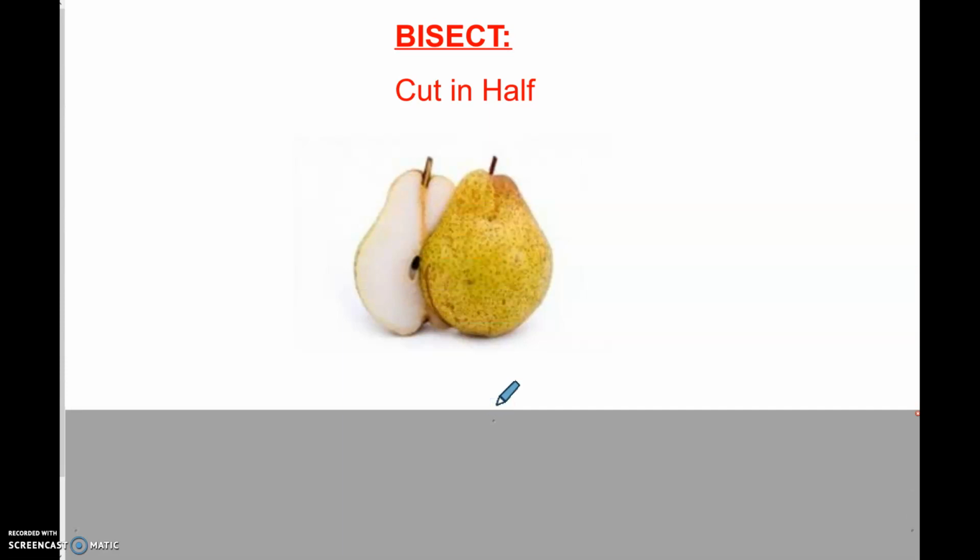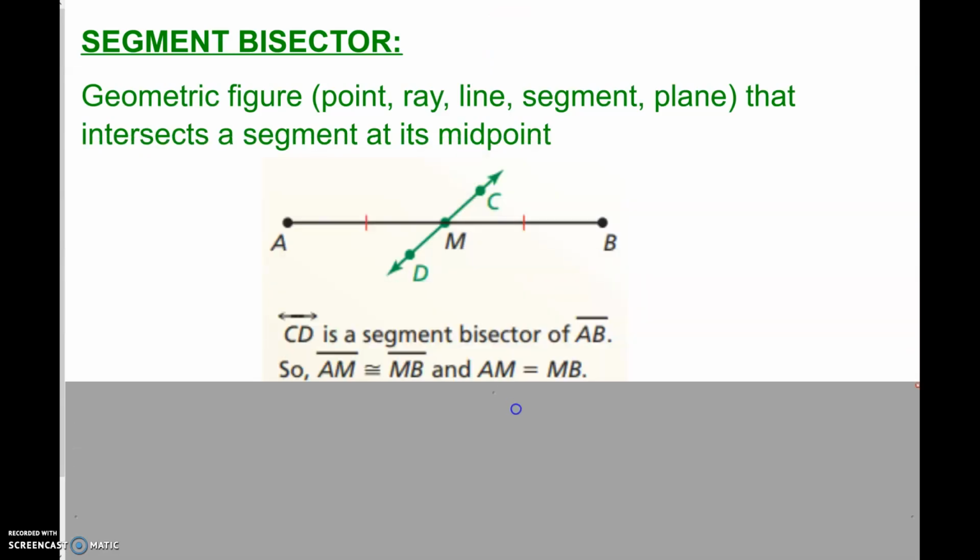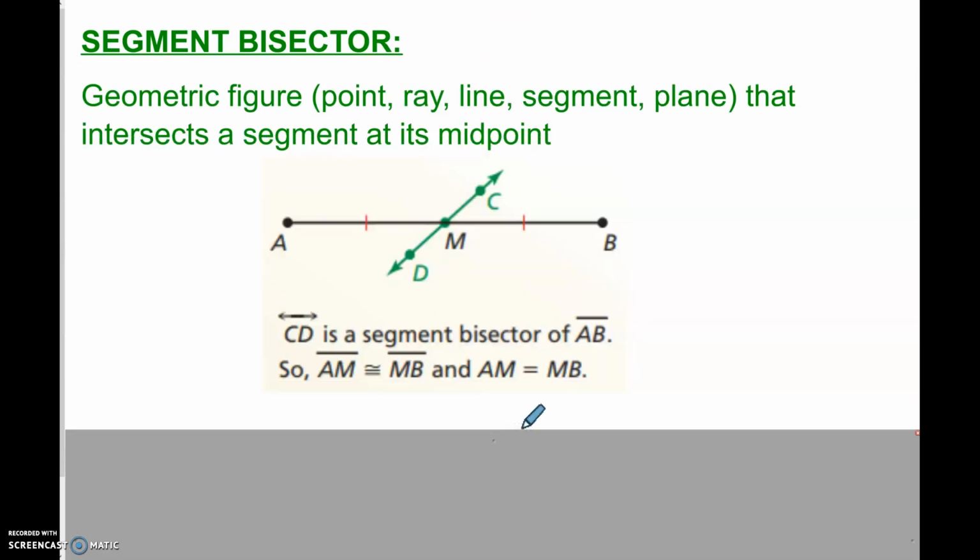Bisect. What does bisect mean? Well, I think most of you are going to say that it cuts something in half. So, a segment bisector is a geometric figure, whether it's a point, a line, a ray, a segment, or a plane, that intersects a segment at its midpoint. If you look here, M is between A and B, and M is the midpoint, and you can see the line coming through DC. That line could be considered a segment bisector. So line CD is a segment bisector of AB.